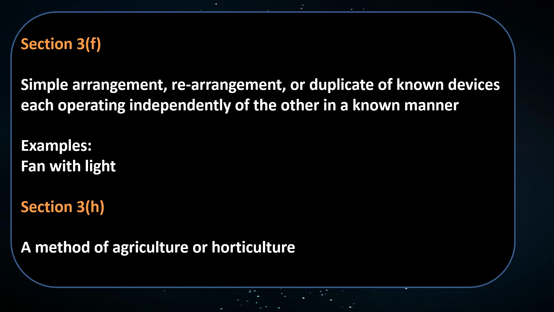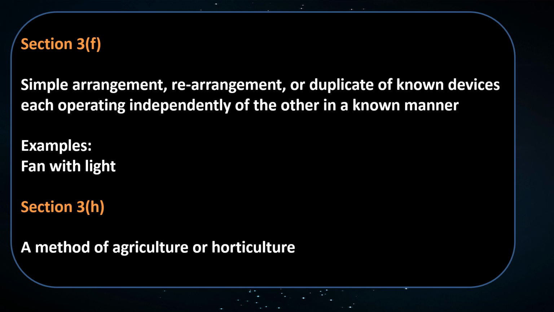Section 3F states that a simple arrangement, rearrangement, or duplication of known devices, each operating independently of the other in a known manner, is not patentable. What that means is, if there were two different devices, both functioning independently, and someone just combined both of these devices and says this is my new device, a combination of both, and it's just a simple arrangement or rearrangement, then that is not patentable.